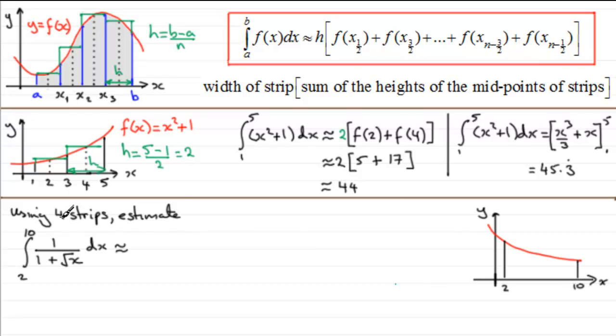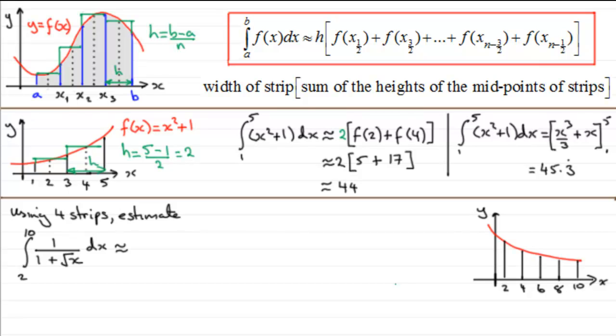Now I've got to divide this up into 4 strips. So if I cut it into 2 strips, then this mid value here is going to be when x equals 6. And if I cut each of these strips again in half, we create our 4 strips. So this value here is going to be at 4, and this one here is going to be at 8.